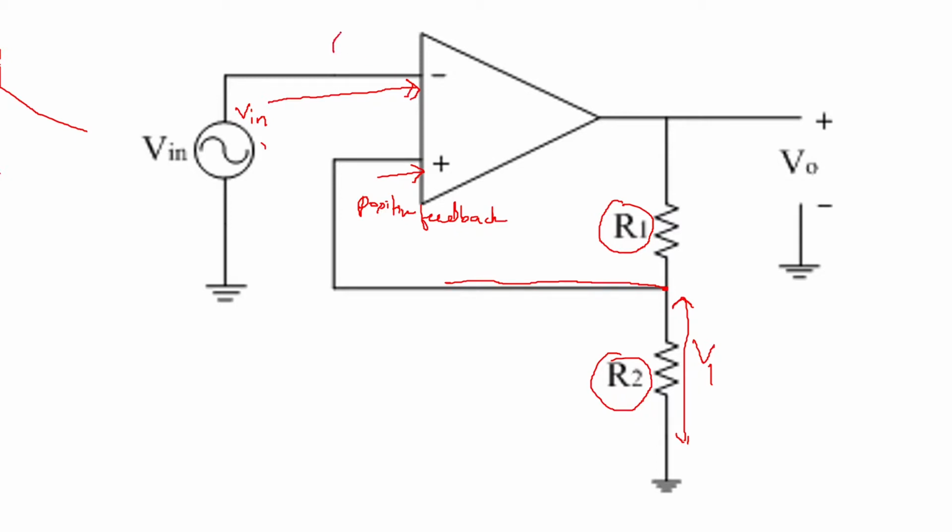Now this input is, say, a sinusoidal wave. And the feedback, whatever you are going to give, will be a stable voltage for some time. That is called V1, which depends on the values of R1 and R2. And that will decide when the output has to change its state.